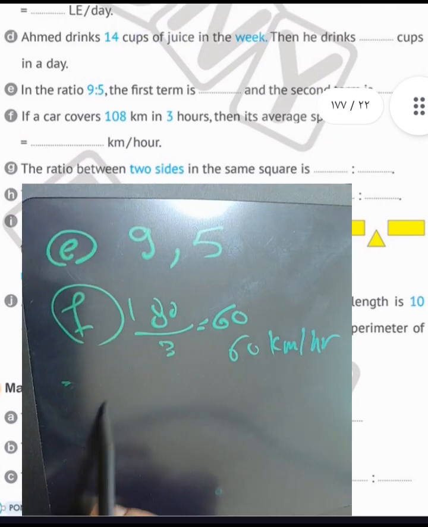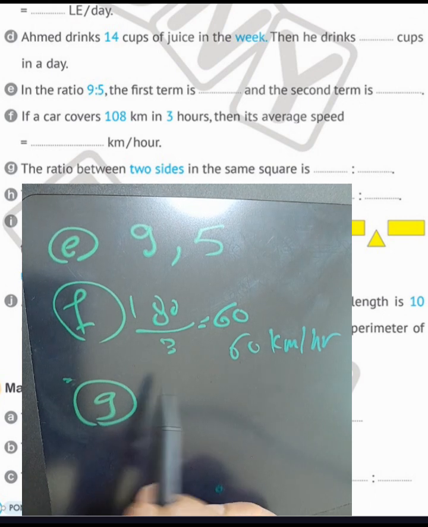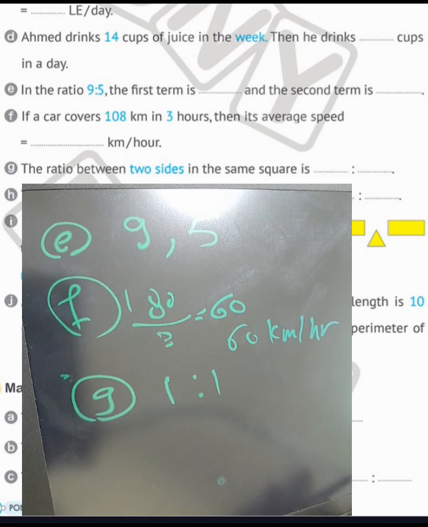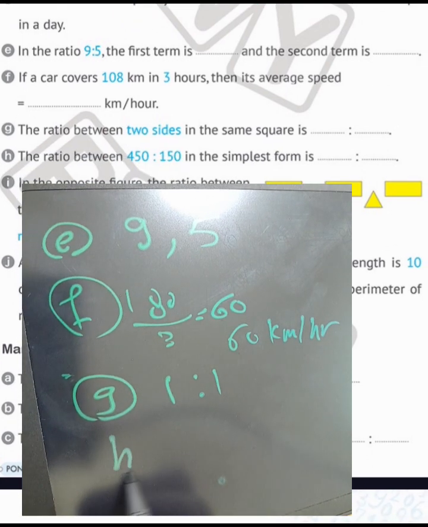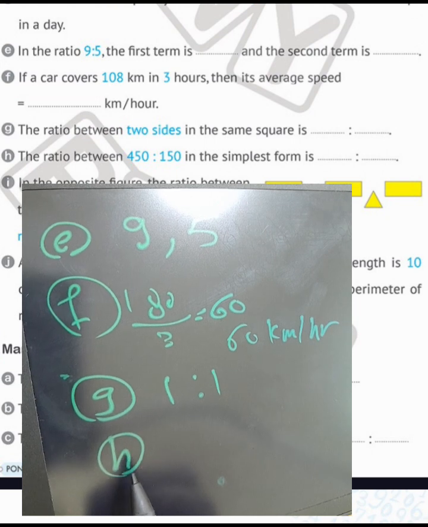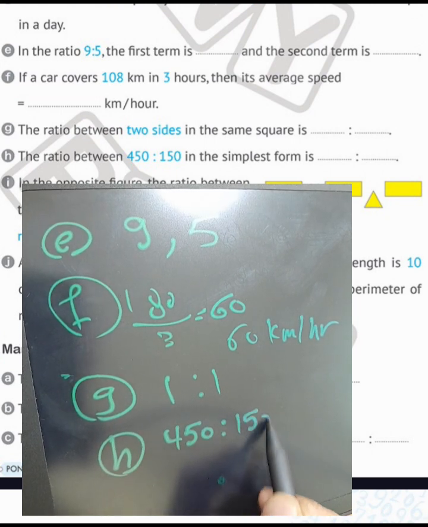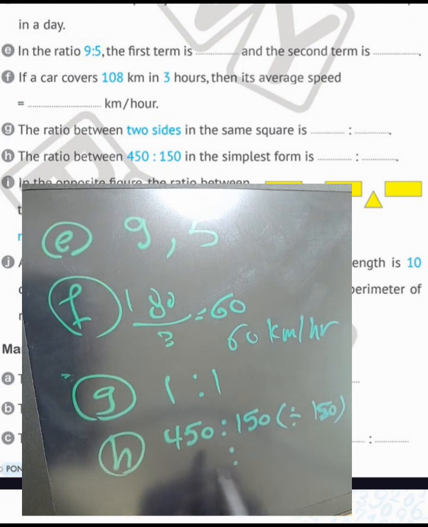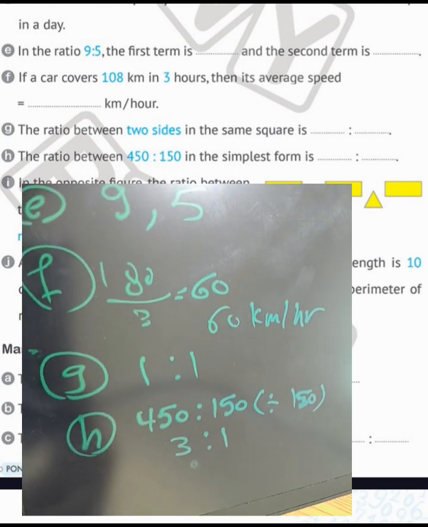Question G. The ratio between 2 sides in the same square will be 1 to 1. Question H. The ratio between 450 to 150, we can divide it by 150. Then the result will be 3 to 1. Because 150 is called the highest common factor between 2 numbers.